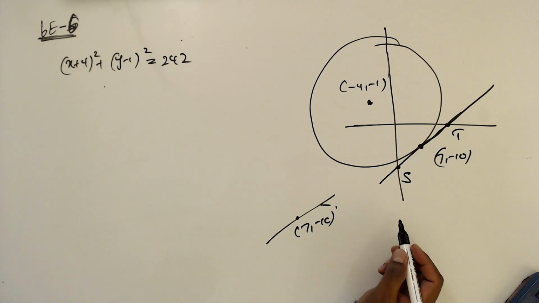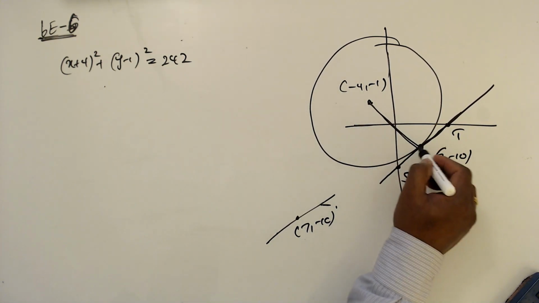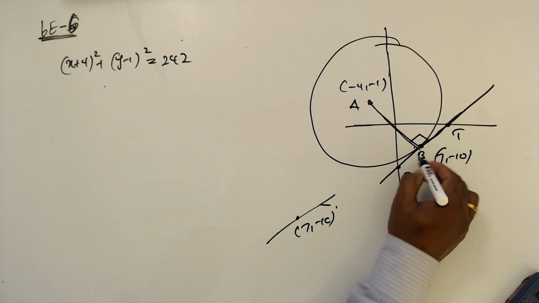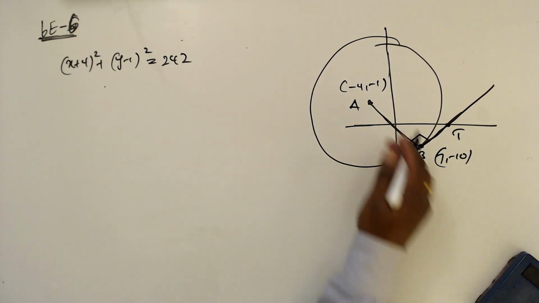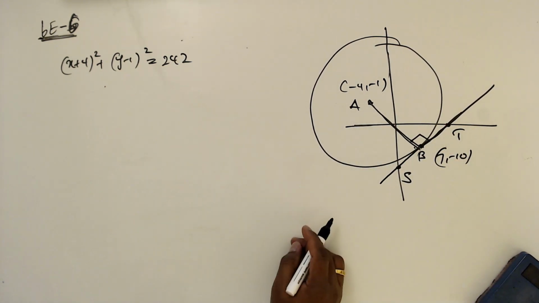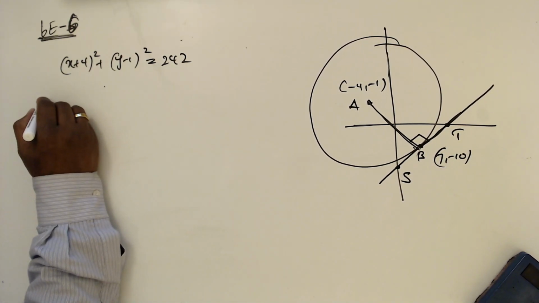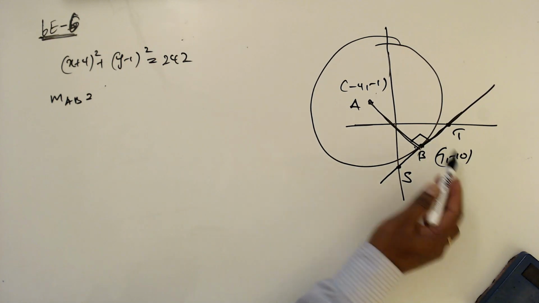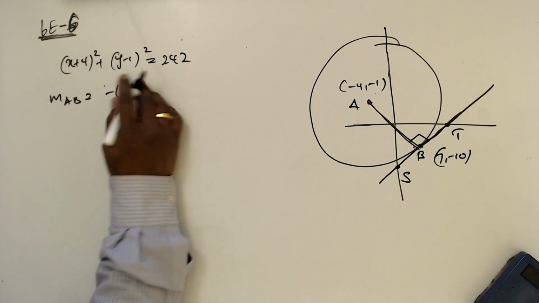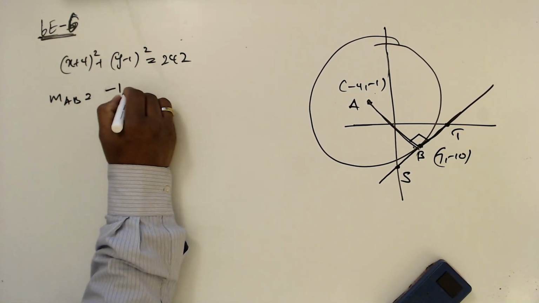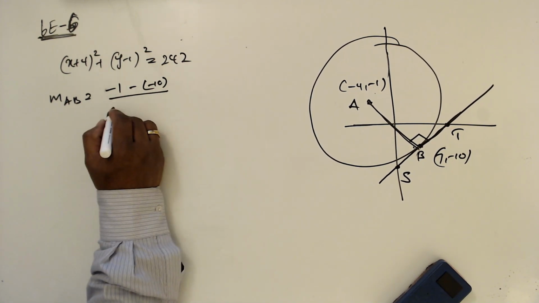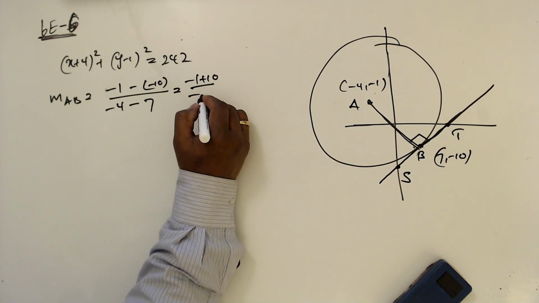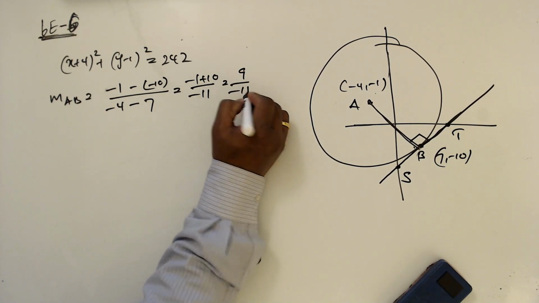But as usual, this one is perpendicular. I'll put this is A and this is B. So if I can find the gradient of AB, then since the tangent is perpendicular, I know the gradient of this line. So the gradient of AB, MAB, equals (y1 minus y2) over (x1 minus x2), which is minus 1 minus 10 divided by minus 4 minus 7.